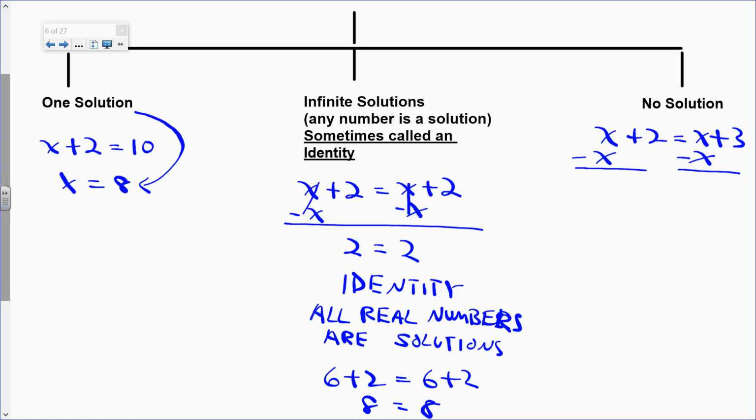Nice. The x's cancel out. Watch what happens. The x's cancel out kind of like over here. But look at what ends up happening. We end up having this false statement. 2 is equal to 3. That's the indicator, the red flag, the alarm, the signal, so to speak, that you're dealing with an equation that has no solution. There's no number that will satisfy it.